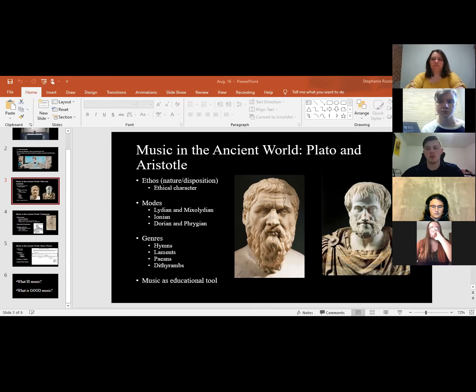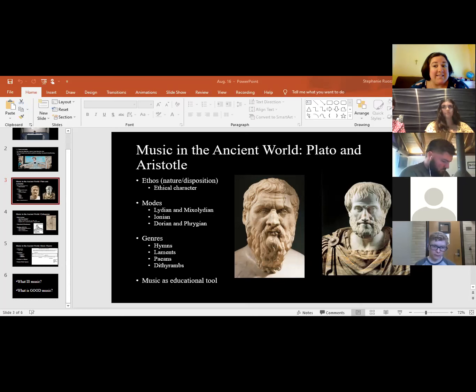So the first thing that we might want to know, the first idea we might want to get familiar with, is this idea of ethos. And the ancient Greeks, like Plato and Aristotle, would have defined ethos as the nature or disposition of something. In other words, what that thing is meant to do and how it's meant to do it. What is the nature of a thing or a person?